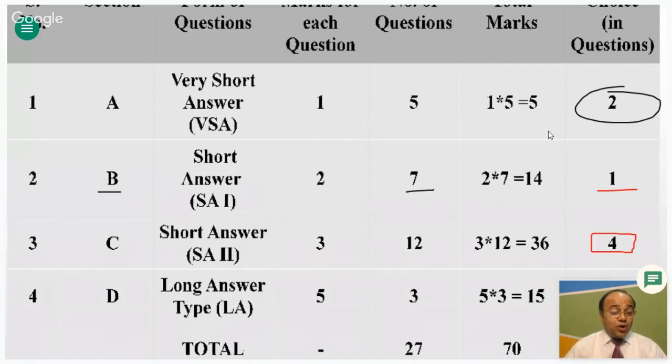Then if I come down to the long answer questions, they are all 5 markers. We know they are present in section D. All the questions, as usual, were pretty straightforward. All of them have an internal choice, there is no doubt about it, and they were on very predictable lines. So let us discuss the paper and the things one by one.